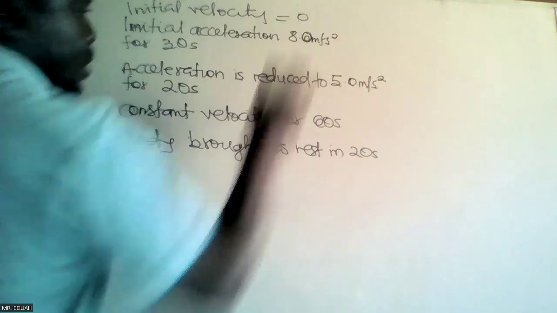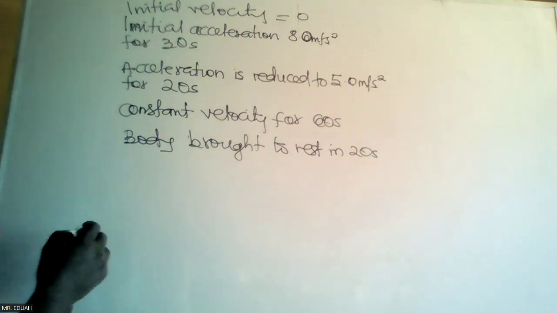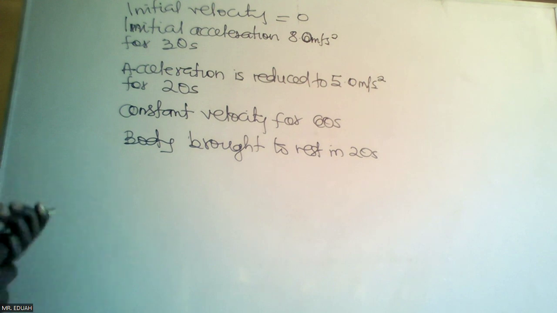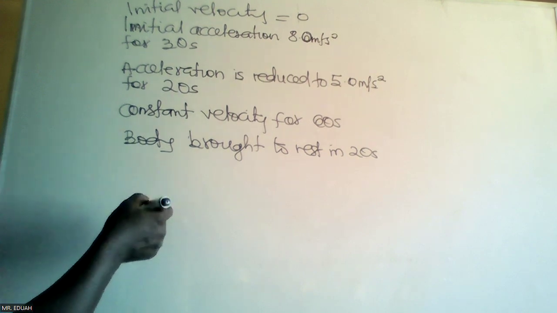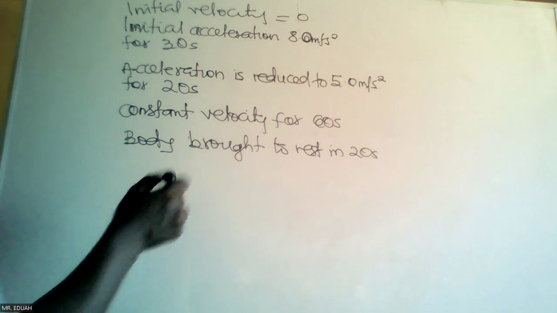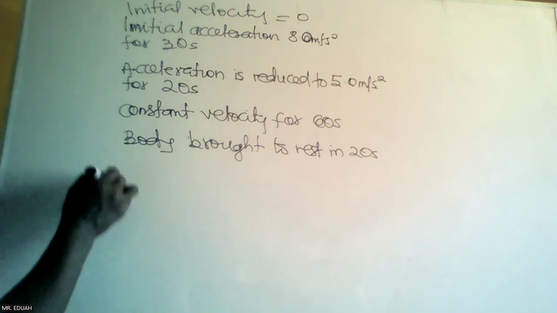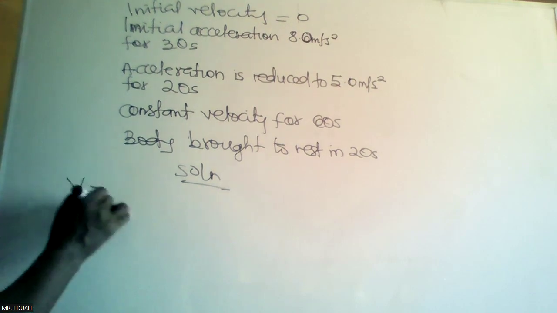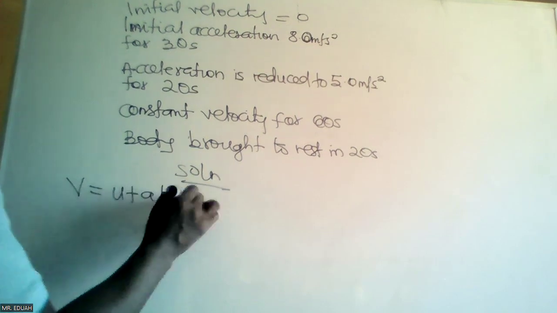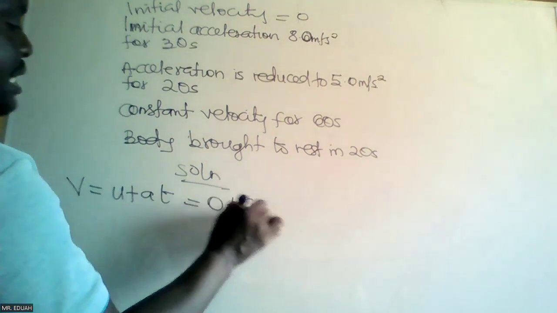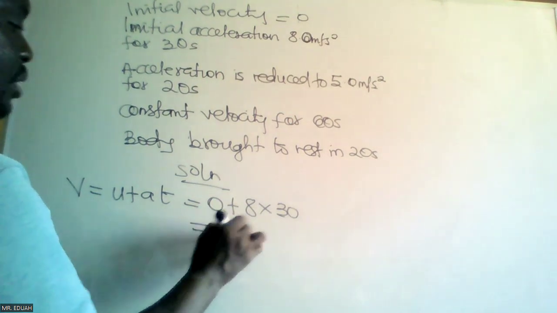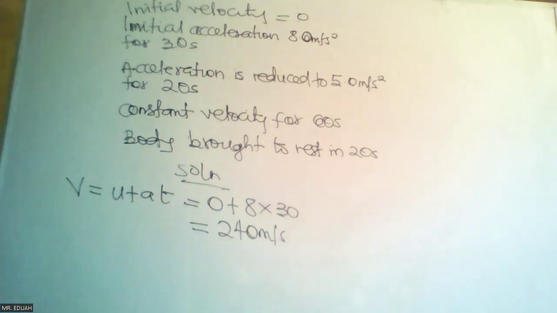So when we look at the first part of the motion, if the body starts from rest and its initial velocity is 0 and it is uniformly accelerated, and this is the rate of acceleration within this time, then it means that the final velocity V of the body is equal to U plus AT, which is 0 plus 8 times 30, giving us a velocity of 240 meter per second. So this is the final velocity.